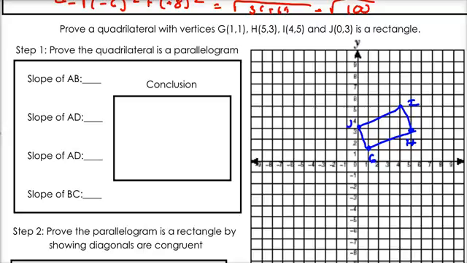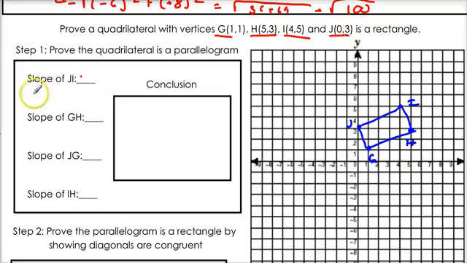but that's not enough. We can't just say it looks like a rectangle. We actually have to go through all the steps. So usually I would show you how to find all the slopes. But since you did that in your last lesson, what I'd like you to do is pause the video and find the slopes of GH, HI, IJ, and JG. Find all those slopes and fill them in and meet me back here. So pause the video now.